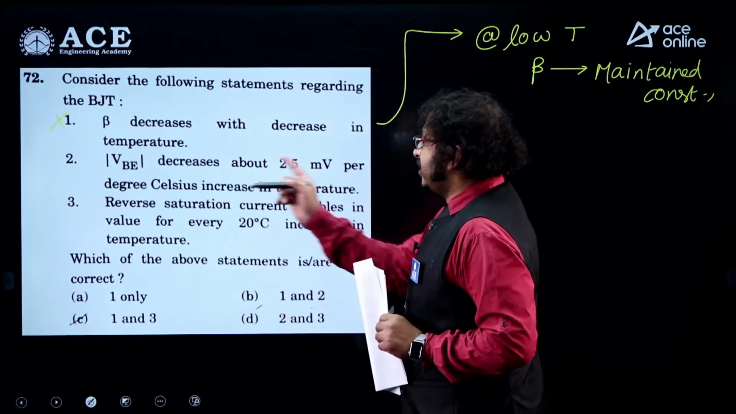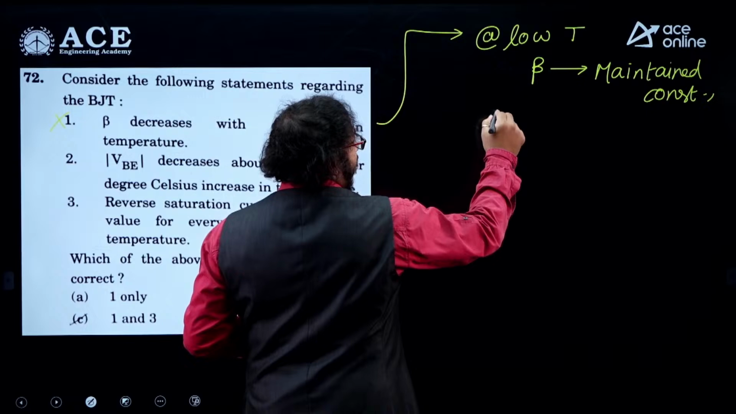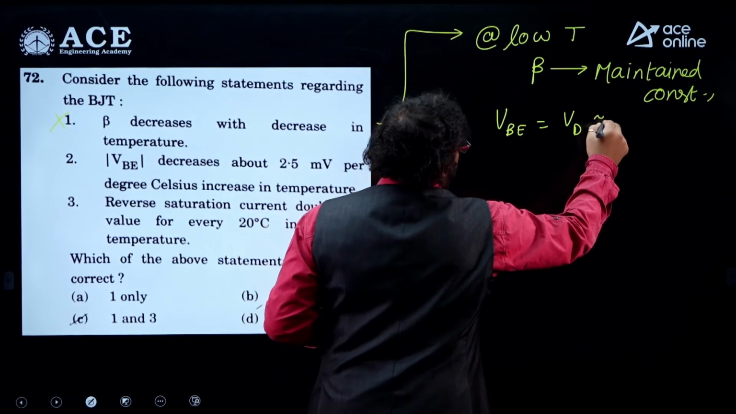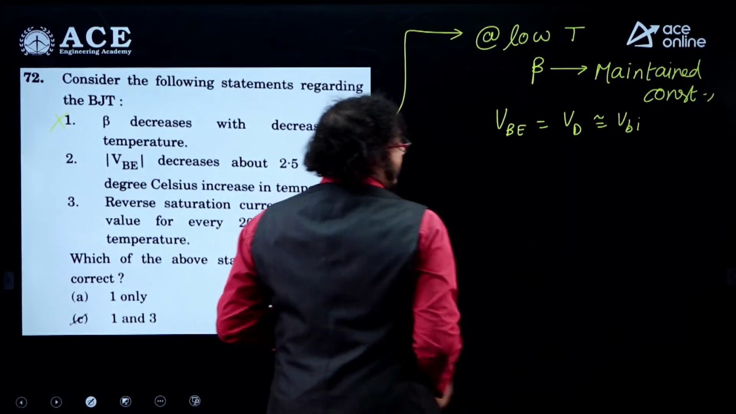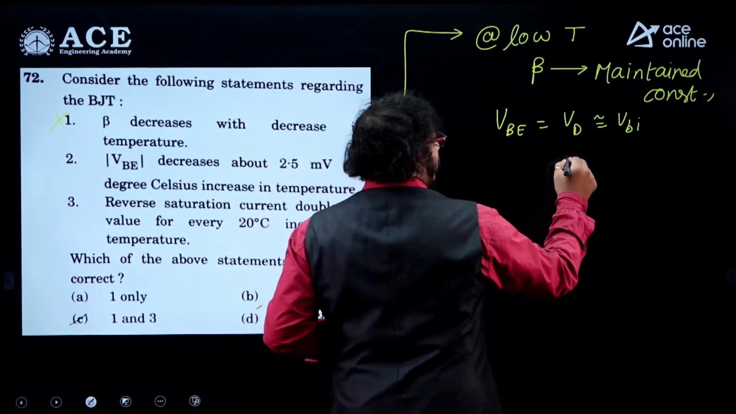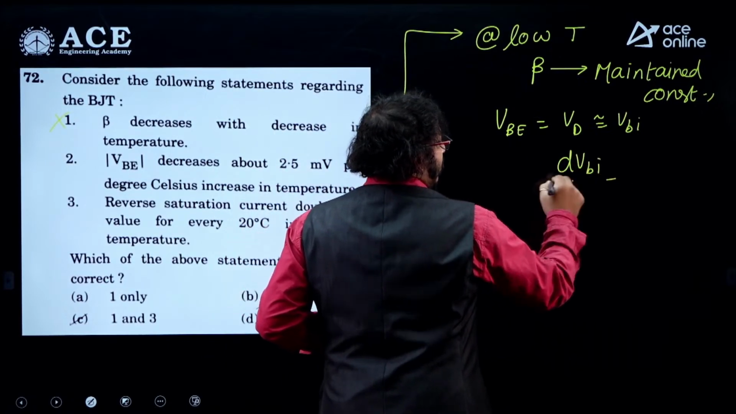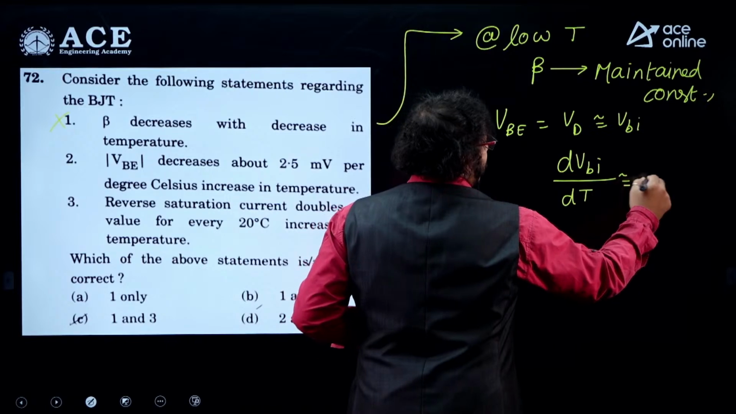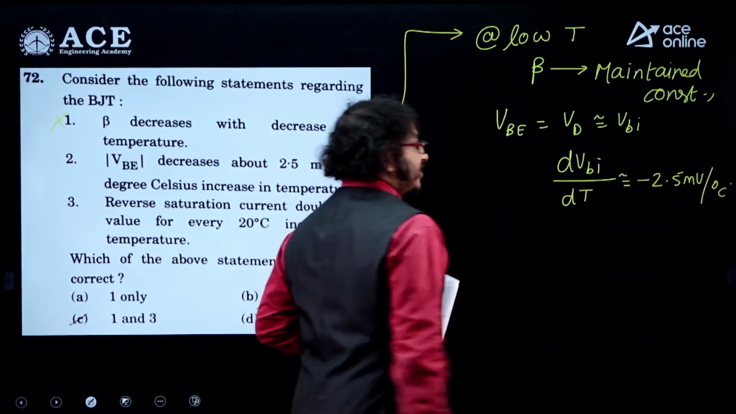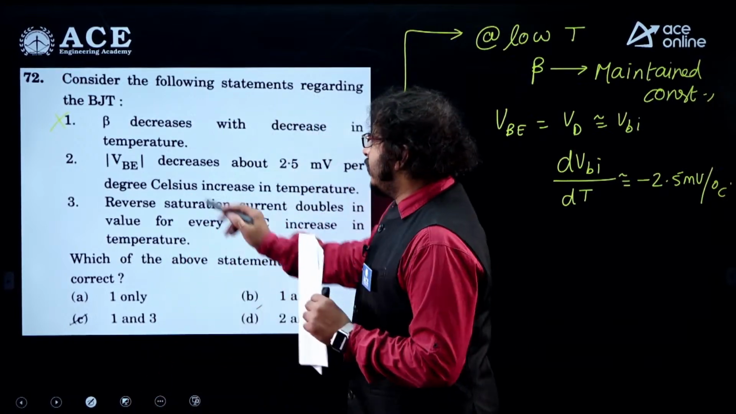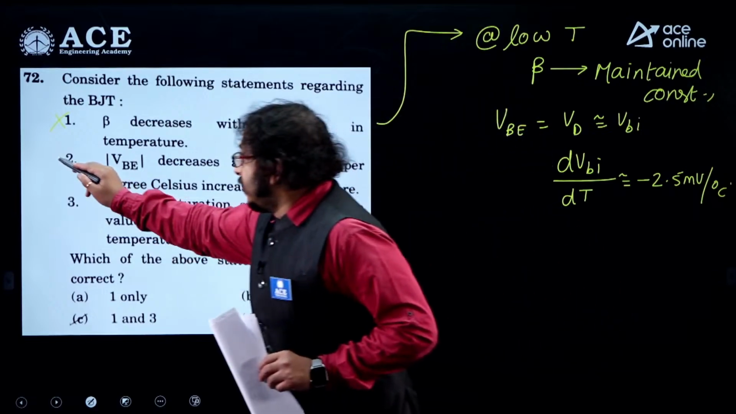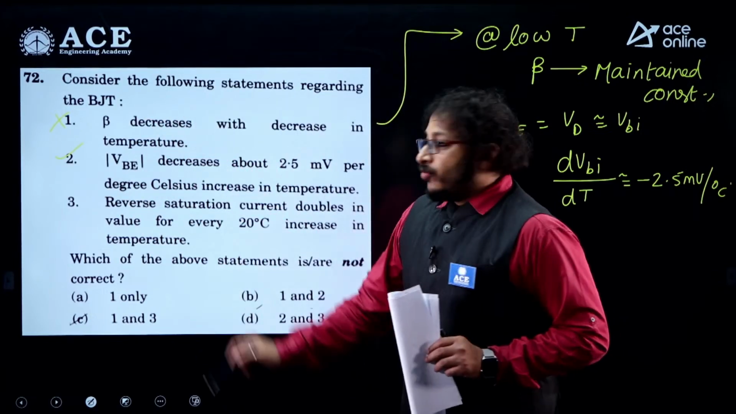And VBE decreases about, I think you know, VBE is nothing but what here? Diode voltage. Diode voltage is almost equal to built-in voltage. I think you know, built-in voltage decreases with increase in temperature. How much, guys? That means dVBI by dT is around minus 2.5 millivolt per degree centigrade, is correct. Therefore, VBE decreases about 2.5 millivolt per degree centigrade. That is absolutely right. So this is true. What is the third point?